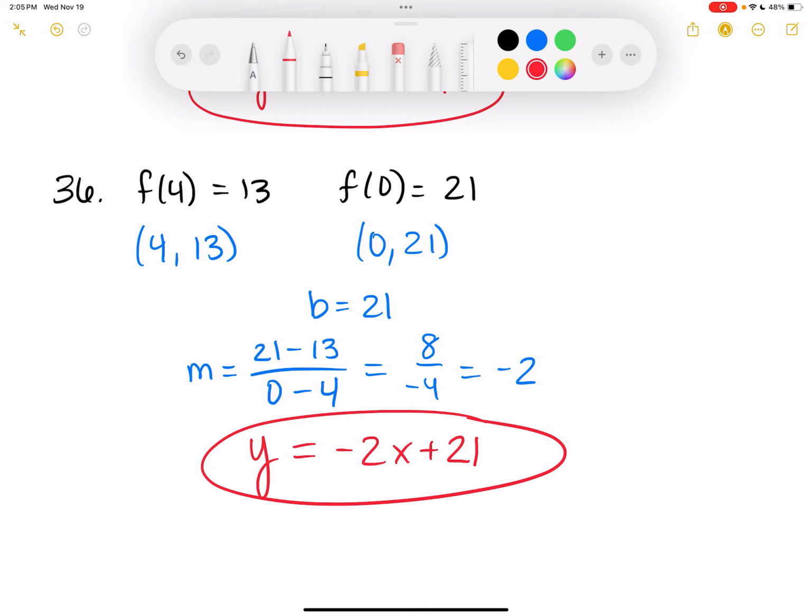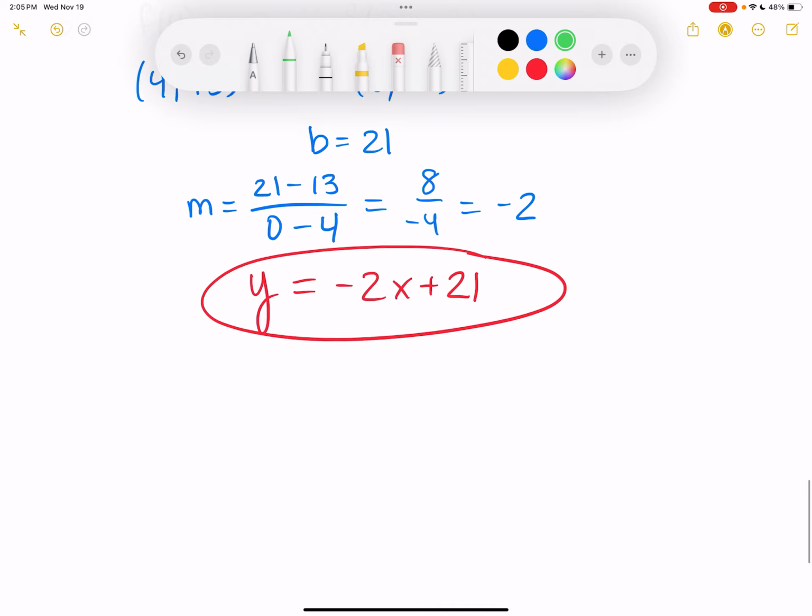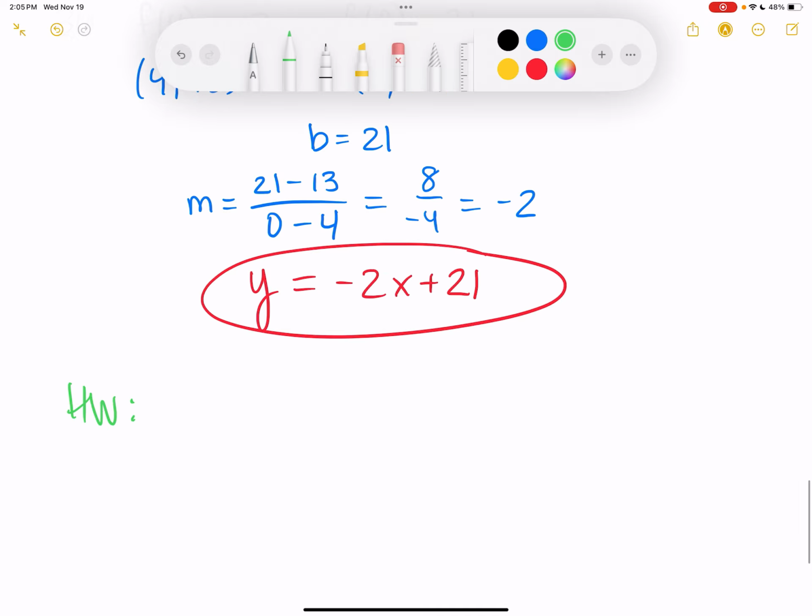All right, questions? Easy enough. Yeah, I think it's pretty easy. All right, homework: 3 through 11 odd, and then 25, 29, 31, 33, and 37. Just 33.